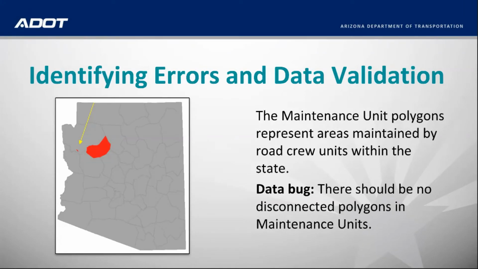This is a similar issue to the previous slide, but this represents a new bug that recently appeared in the source data. In the maintenance unit polygons, there is a tiny area of roadway that is attributed to the Selectman maintenance unit in the PeCoS database that is far away from the main body of the Selectman maintenance unit polygon. This exception is currently in review by the ADOT team.